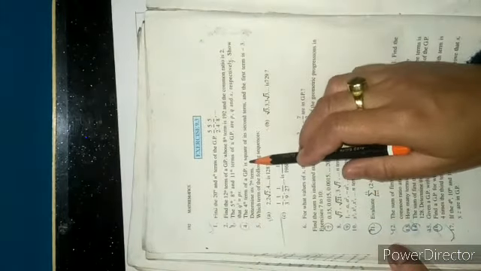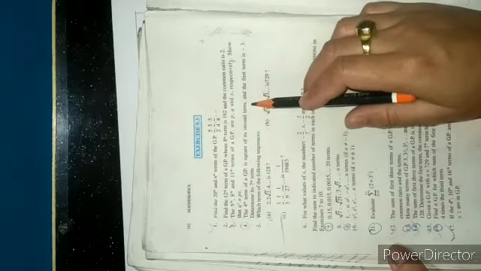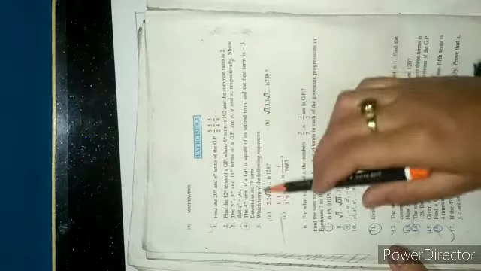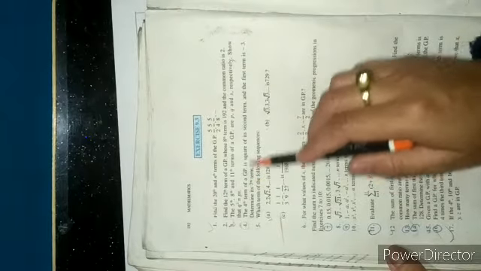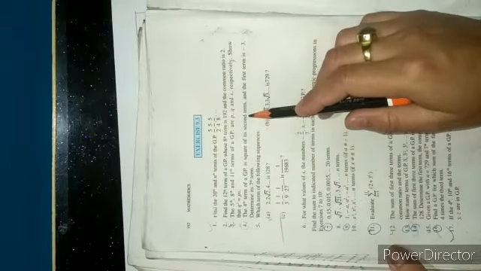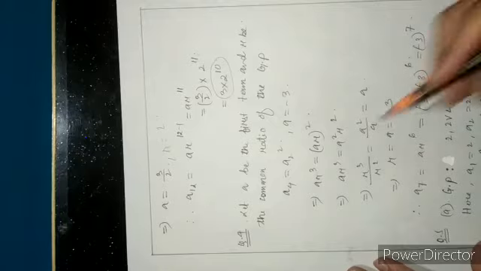Next question, question number 4. If the fourth term of a GP is the square of its second term and the first term is minus 3, determine its 7th term.